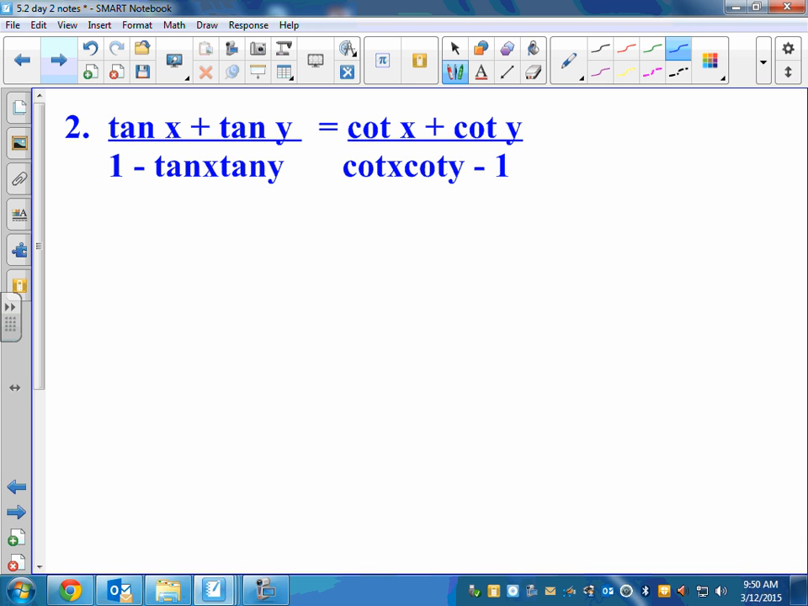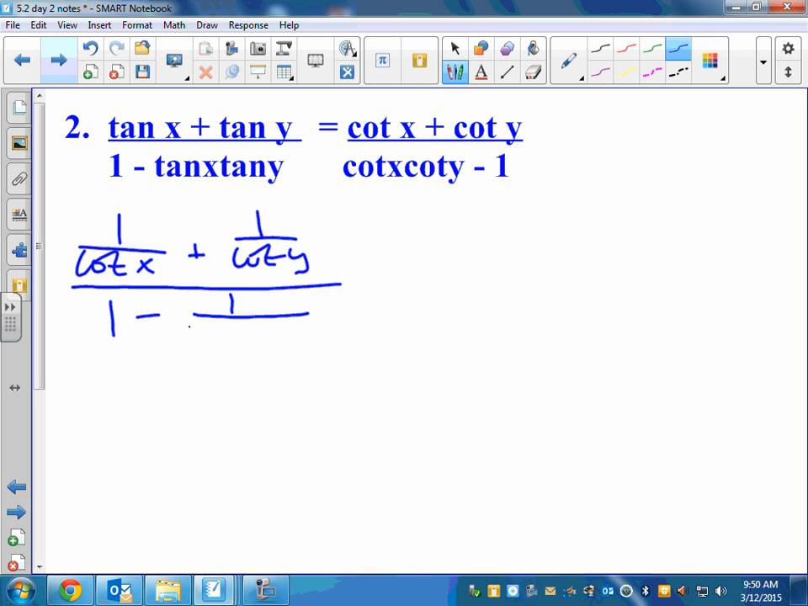So I'm going to, not 1 over cotangent, right? Tangent is the same as 1 over cotangent x plus 1 over cotangent y over 1 minus, can I put all of this like this? 1 over cotangent x cotangent y. Is that okay? I just erased the ones.